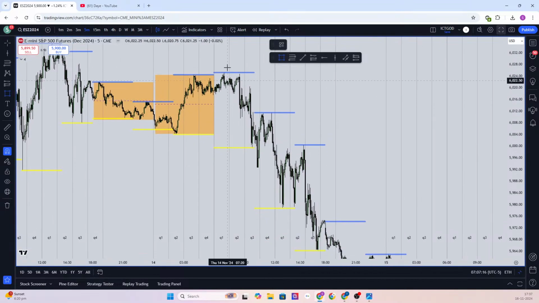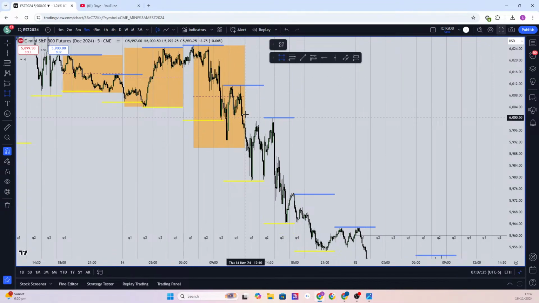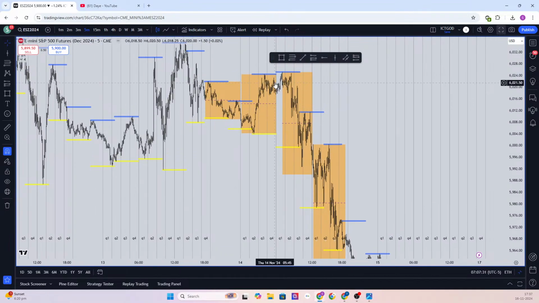And then if you can see, New York started moving lower. This was the PM session. Then this was the close, this is where the market actually closed. So accumulation, it moved higher, manipulation, then started moving lower.